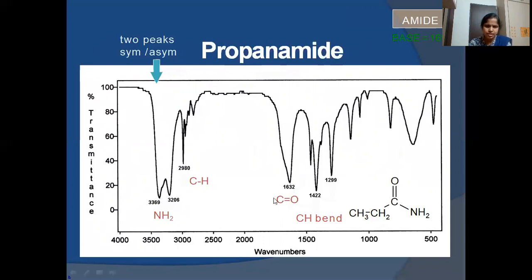So apart from C double bond O, if this is also there, then we can confirm that it is an amide functional group. Understood? Suppose there is no C double bond O, suppose this band is absent, and we are having only NH2, then it is an amine, a primary amine. When it has both C double bond O and NH2, then we can say that it is an amide, a primary amide.